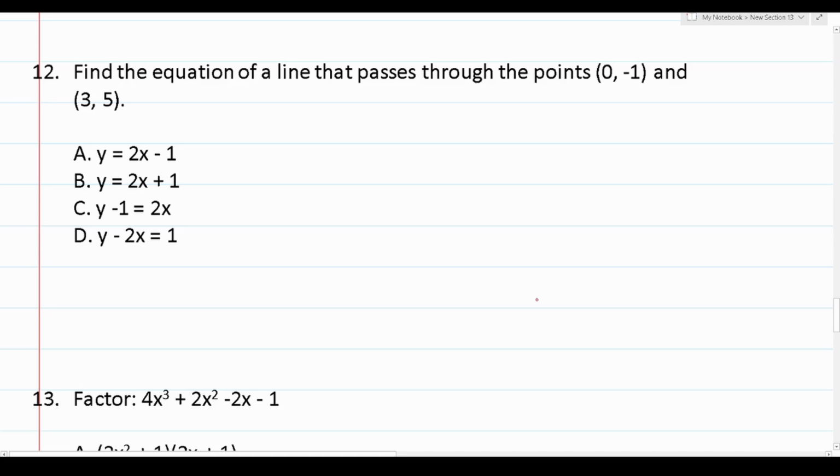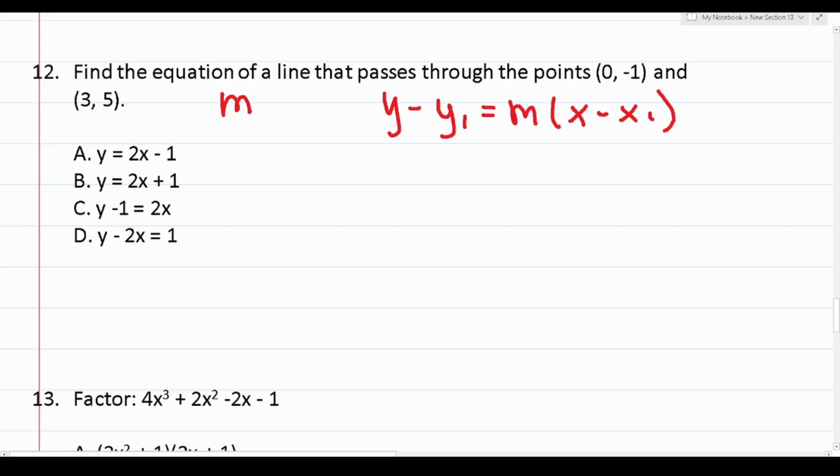All right, number 12 says, find the equation of a line that passes through the points (0, -1) and (3, 5). So to write the equation of any line, you're going to need a slope, which is going to be represented by m. And you're also going to need either the point slope equation or slope intercept equation. In this case, when you're just given 2 points on a line, you're going to use the point slope equation, which is this: y minus y1 equals m times x minus x1.